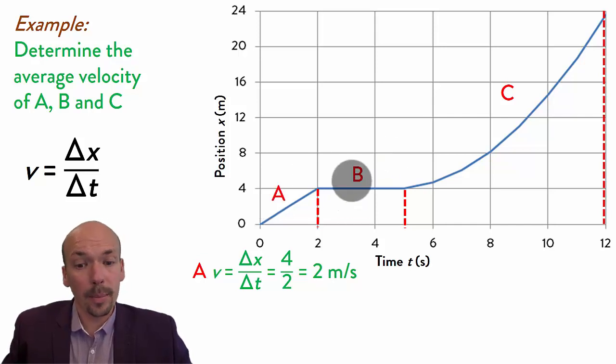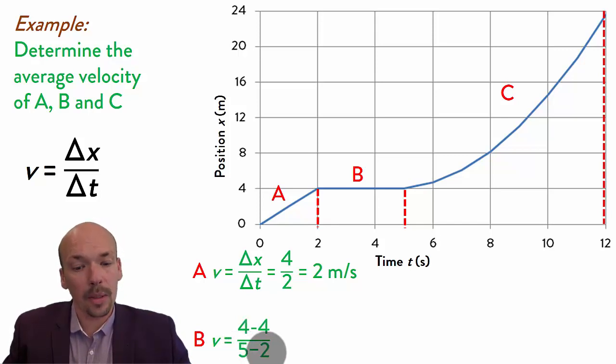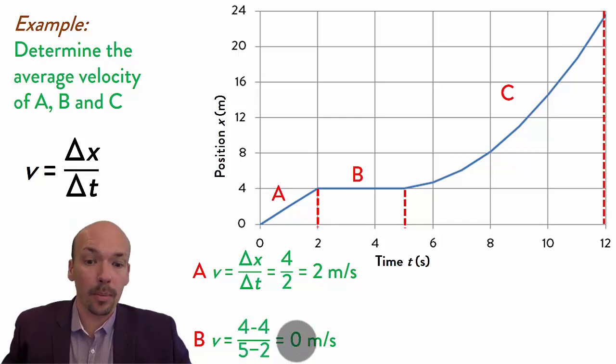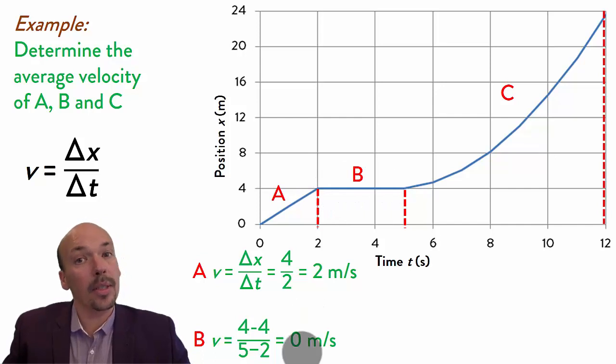The same can be done for B. We end at 4 meters and we begin at 4 meters, so the displacement is 0 meters. We end at 5 seconds. We started at 2 seconds. As you can see here, 5 seconds is where we ended. We started at 2. So the time is 3 seconds. So we divide 0 by 3, which is 0 meters per second. And that's of course correct, because you can see here that it's stationary. So there is 0 velocity, 0 meters per second.